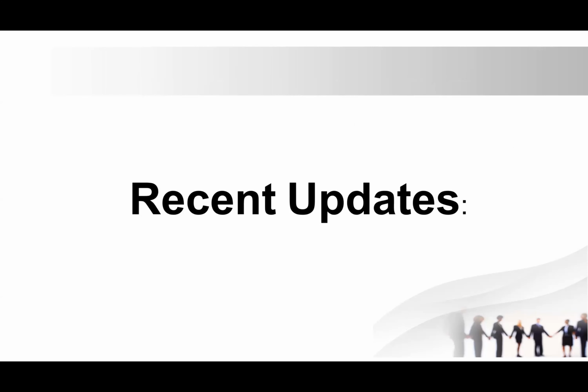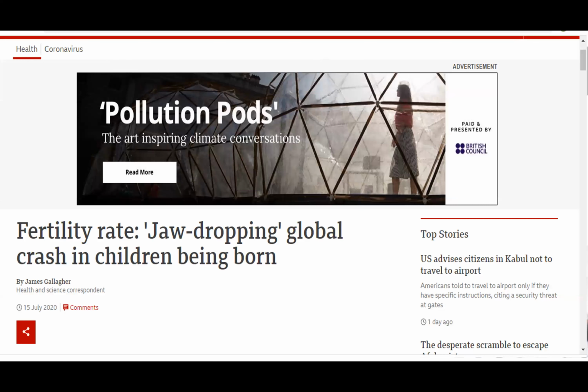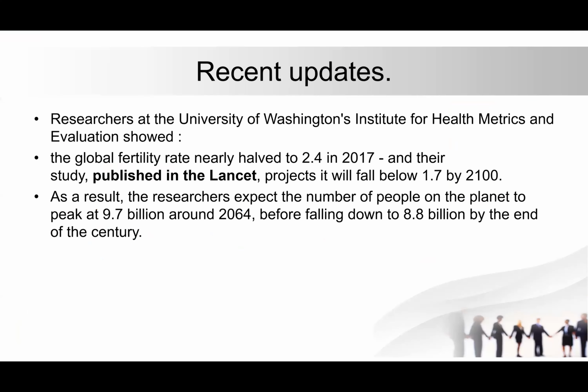Now time for recent updates. This article, published in 2020, describes a jaw-dropping global crash in children being born. Researchers at the University of Washington Institute for Health Metrics and Evaluation showed the global fertility rate nearly halved to 2.4 in 2017, and their study published in The Lancet projects it will fall below 1.7 by 2100. As a result, the researchers expect the number of people on the planet to peak at 9.7 billion around 2064 before falling to 8.8 billion by the end of this century.